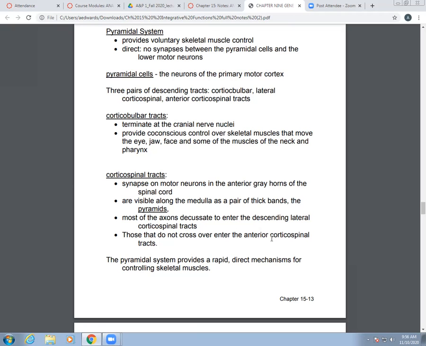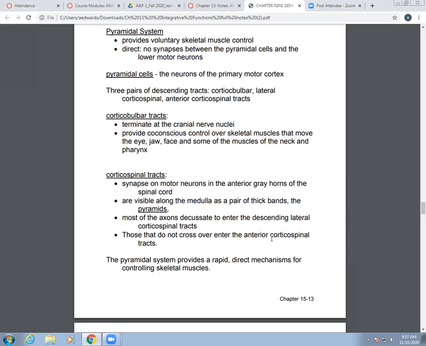You have corticospinal tracts, and their synapse is going to be on motor neurons in your anterior gray horns in your spinal cord. You may remember briefly in terms of the structure of the spinal cord, you have anterior gray horns. The gray matter is in the middle of the spinal cord, and anterior is toward the front, or if you're looking at how they are in the book, toward the bottom.